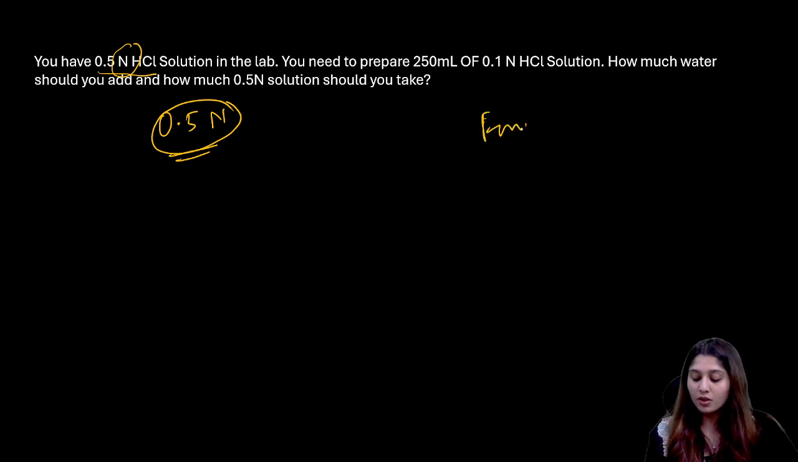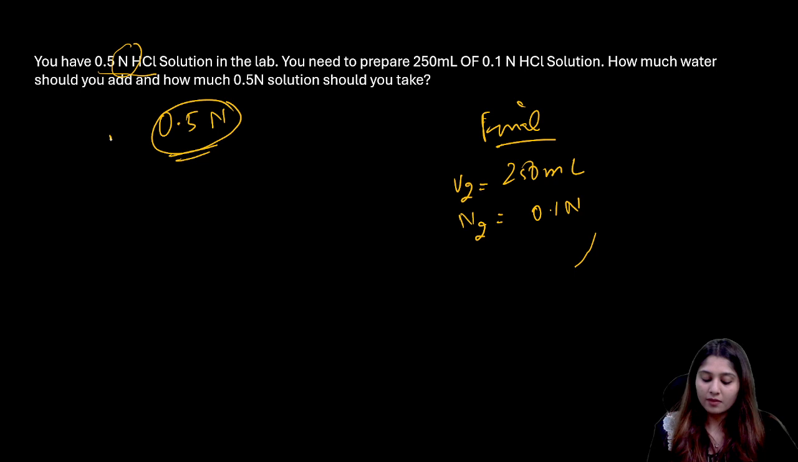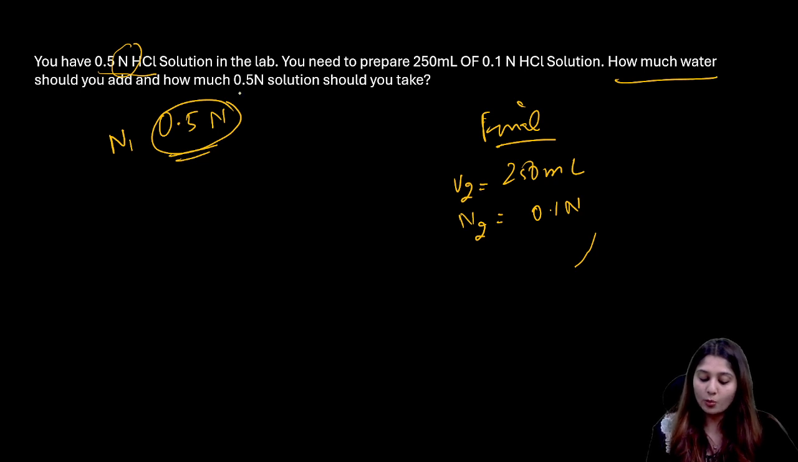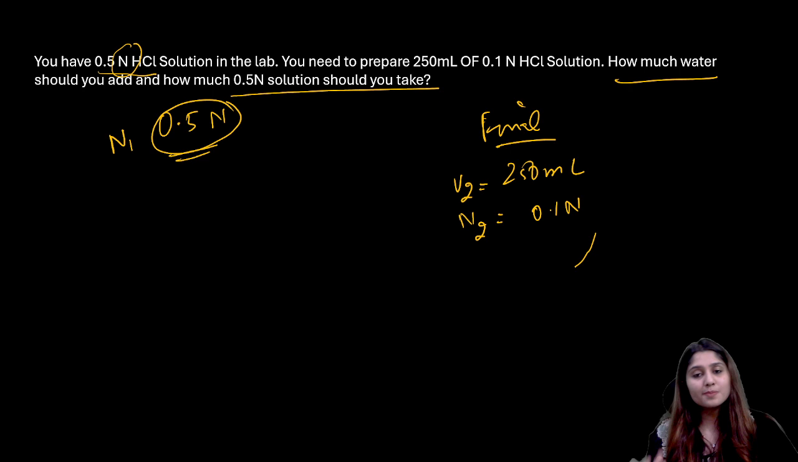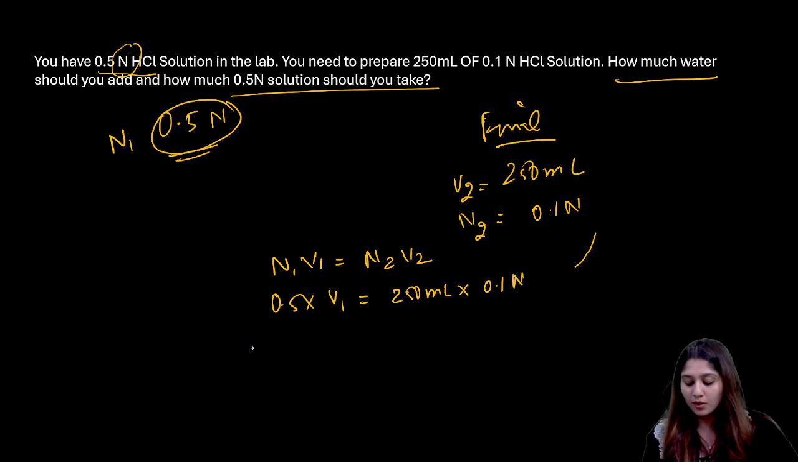So the final solution is what? The final solution is 250 ml. So this is my V2 obviously, and final normality is given to you as 0.1 normal, okay. And obviously this is my initial normality. That is very fine. How much water will you add and how much 0.5 normal solution? Very easy, a simple case of N1V1 equals N2V2. Let's put it in. So we have 0.5 into V1 equals 250 ml into 0.1 normal, okay. If I just cancel the units on both sides, V1 comes out to be 50 ml.